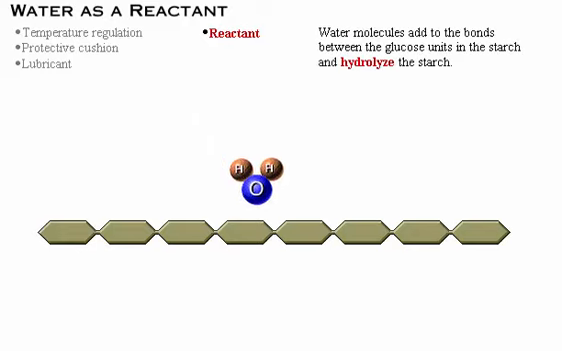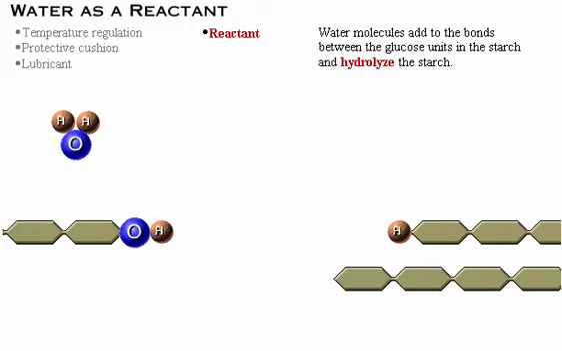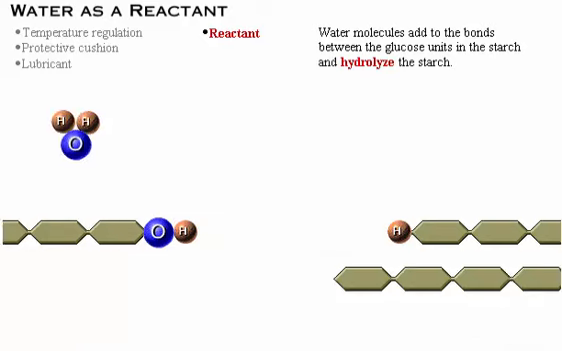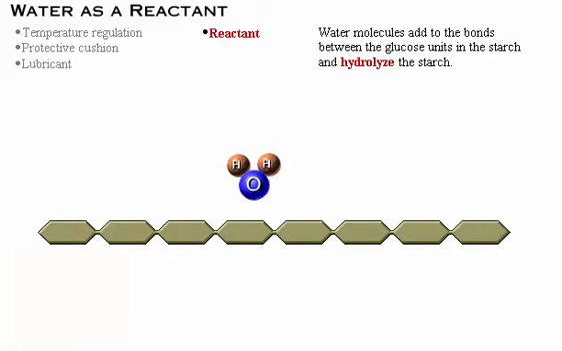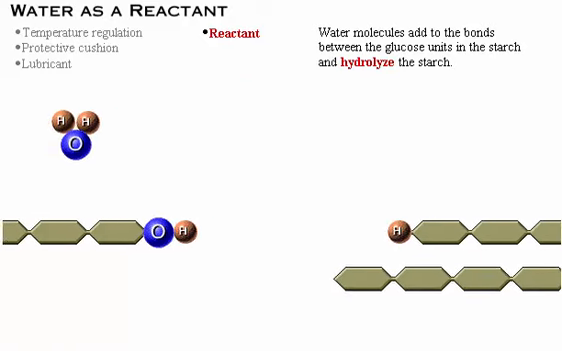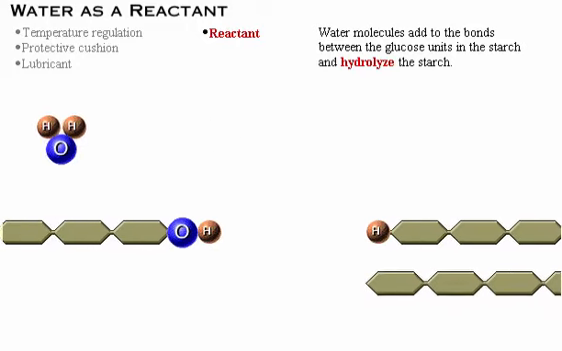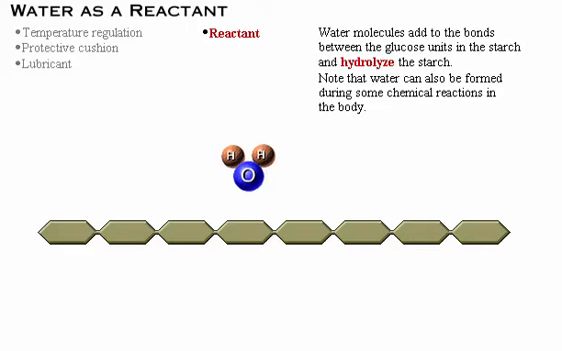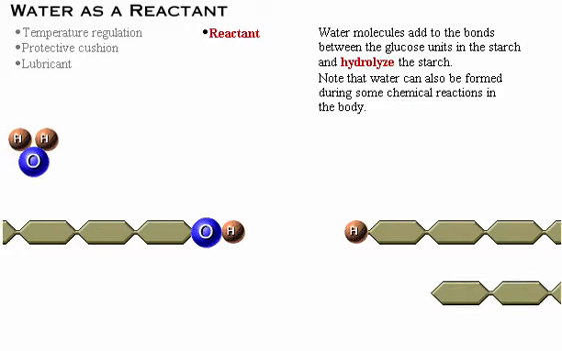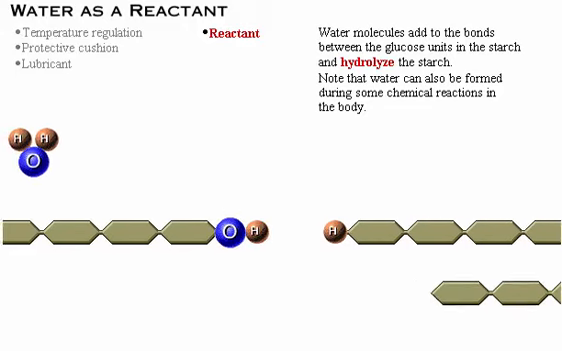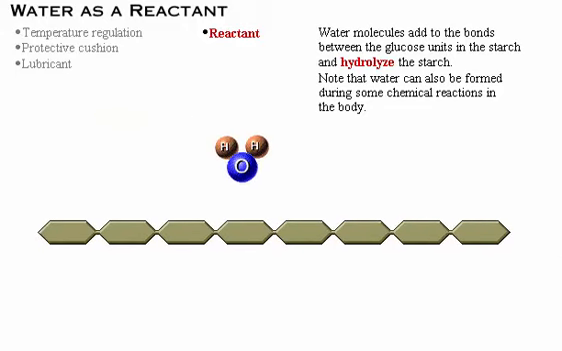Starch is hydrolyzed in the mouth by the enzyme salivary amylase. With the help of this enzyme, water molecules are added to the bonds between the glucose units in the starch, hydrolyzing the starch to glucose. Note that water can also be formed during some chemical reactions in the body, such as the reactions that produce metabolic water, which will be discussed in Topic 2.